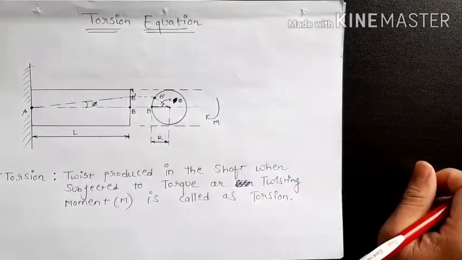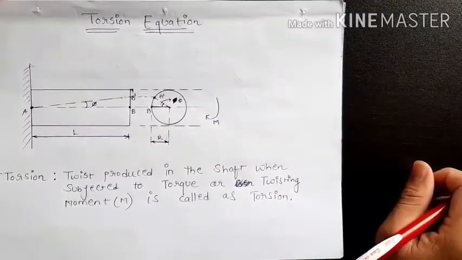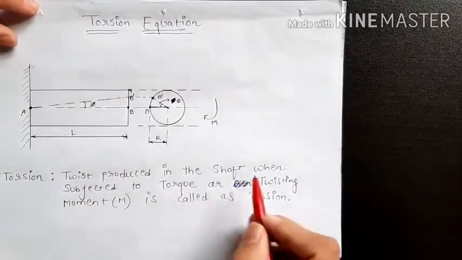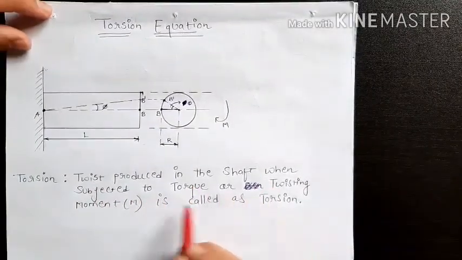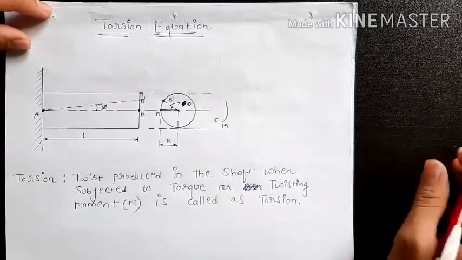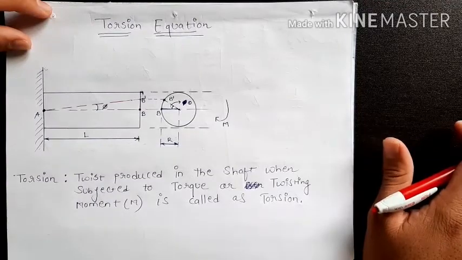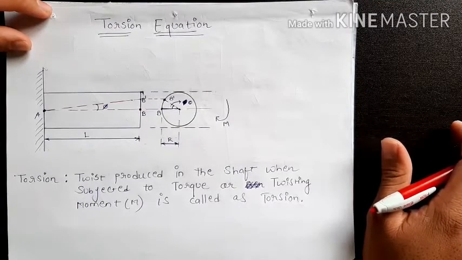Today we will discuss the torsion equation. Now first, what is torsion? Torsion is a twist produced in the shaft when subjected to torque or twisting moment M. In simple language, torsion is a twist produced in a shaft due to the torque applied on that shaft.